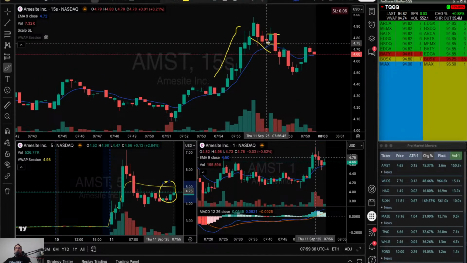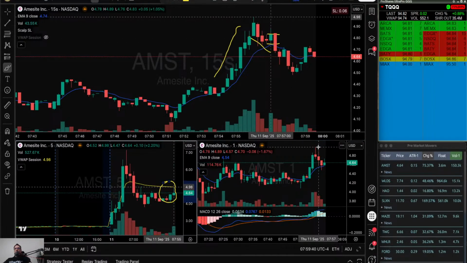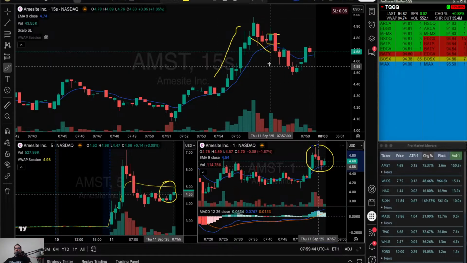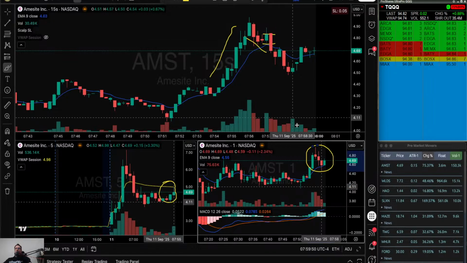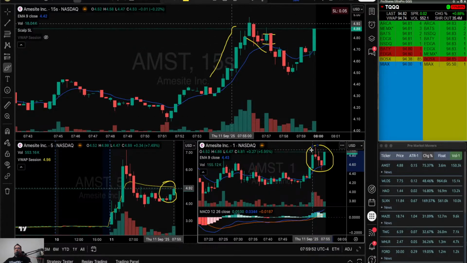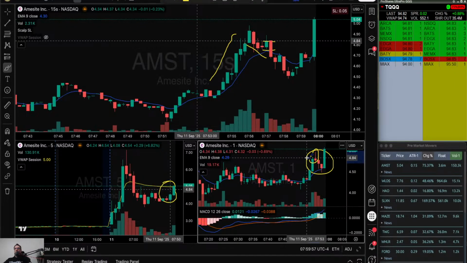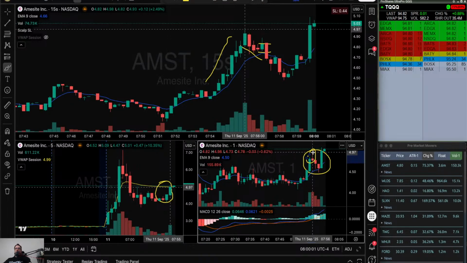Second of all, if your entry candle is right here, look at the 1 minute. Look at that 1 minute, people. If you're trying to get in here, look at my crosshair on the 1 minute. Look at this candle right here. That candle right there was a big topping tail.